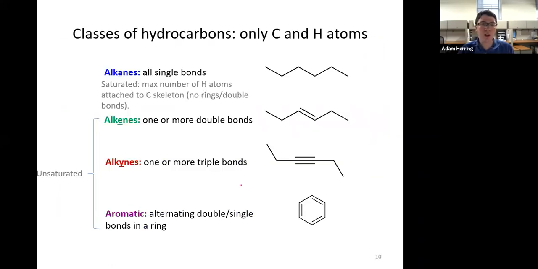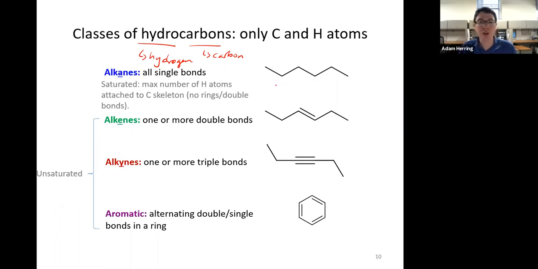So now let's talk about different classes of hydrocarbons. So hydrocarbon, if we break this down, we're looking at groups of hydrogen and carbon. And so hydrocarbons just have carbon atoms and hydrogen atoms. We can have alkanes, which is something that has only single bonds. We refer to this as being saturated with hydrogen atoms. And then we have alkenes, alkynes, and aromatic, and these fall under the category of unsaturated.